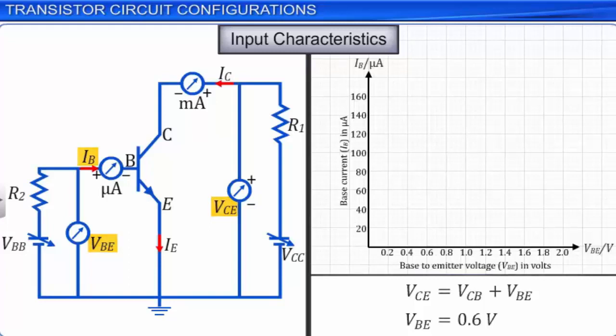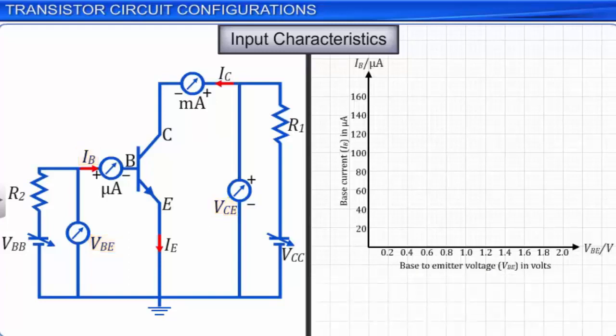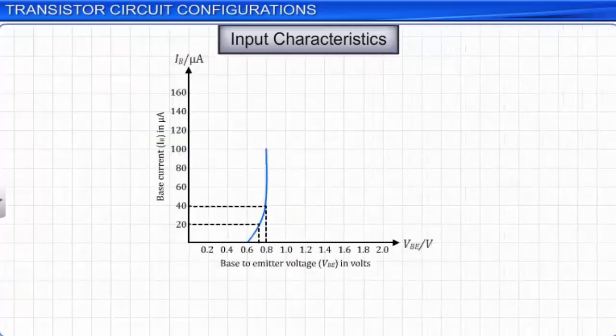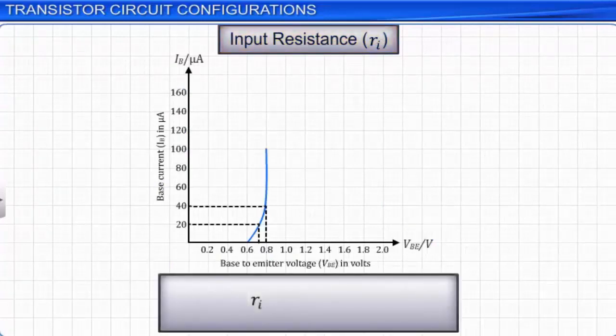The input characteristics can be used to calculate the input resistance. The input resistance, Ri, is defined as the ratio of the change in the base emitter voltage, delta VBE, to the resulting change in the base current, delta IB, at a constant collector emitter voltage VCE. The input resistance is referred to as a dynamic resistance and is of the order of a few hundred ohms to a few thousand ohms.